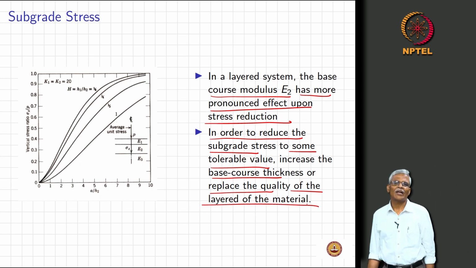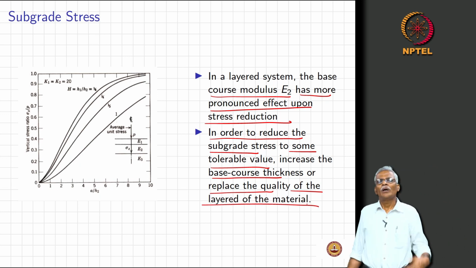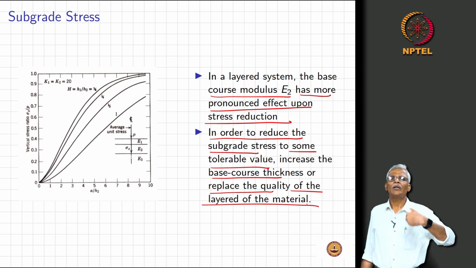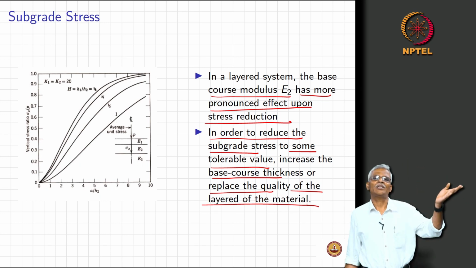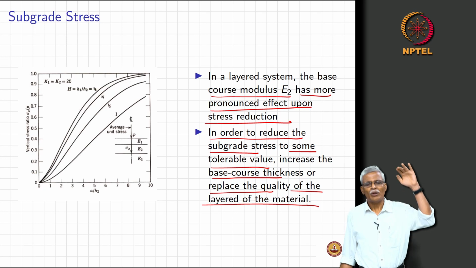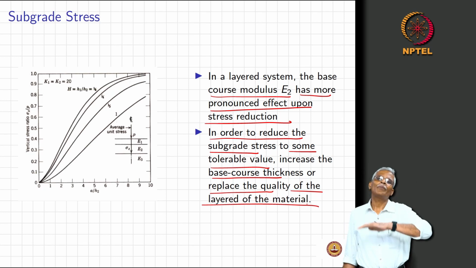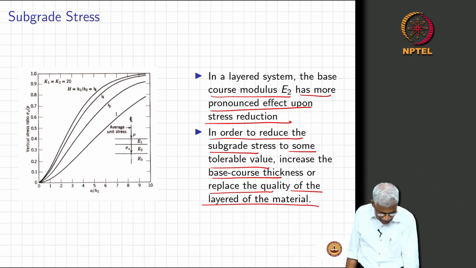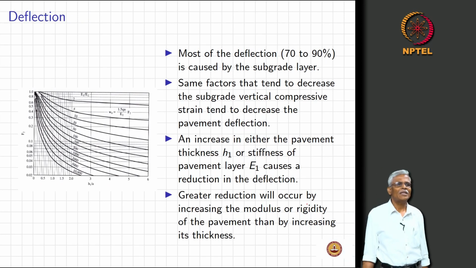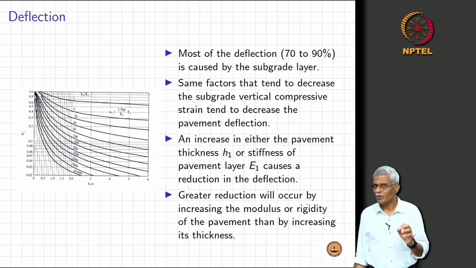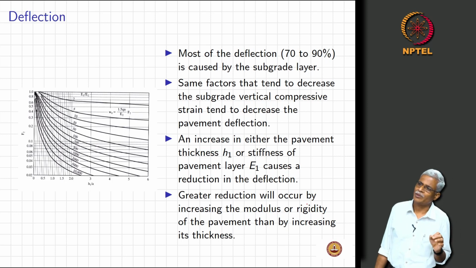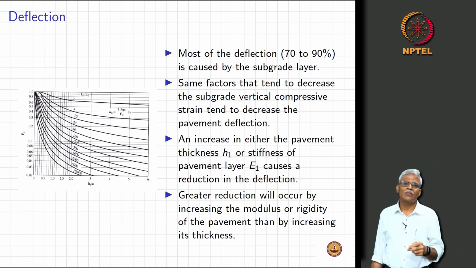And as I have just mentioned, increasing the quality of the base course material has a more pronounced effect on reducing the stresses compared to increasing the layer thickness. Now comes the next important design concept. That was the first design concept. What is the next important design concept?